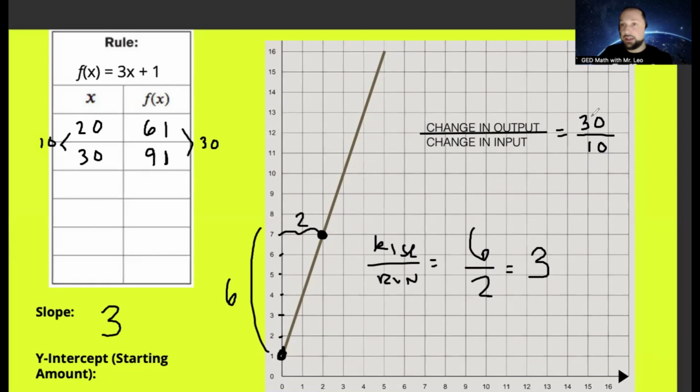We want to simplify that by reducing it or dividing it. 30 divided by 10 is 3. So all these different ways give us the same result, positive 3 slope. It's positive because the line is increasing. Nice. Since we're here, you'll notice the y-intercept is 1. It's starting down here at 1, and it was right here in the rule also. Okay, we're doing great. Let's just keep practicing.